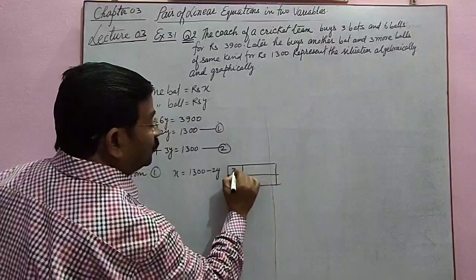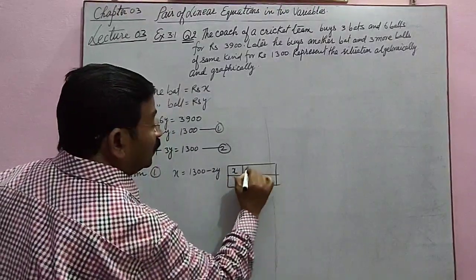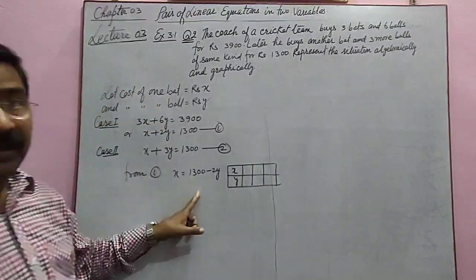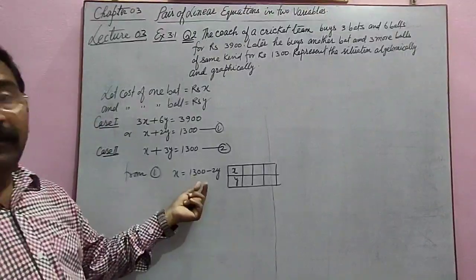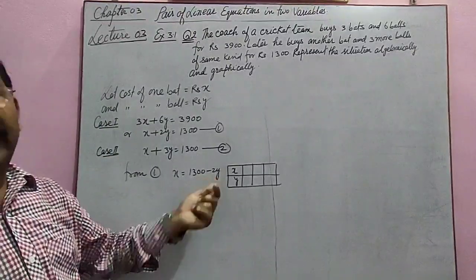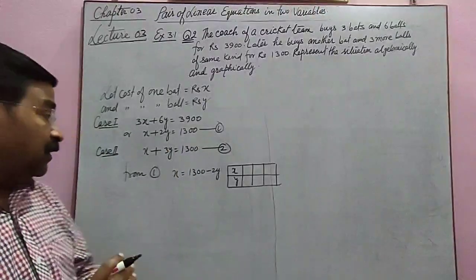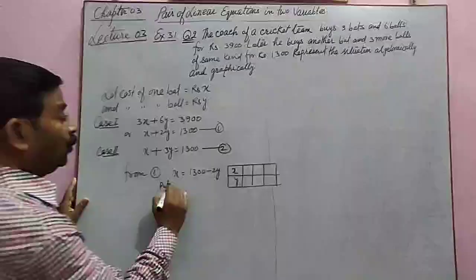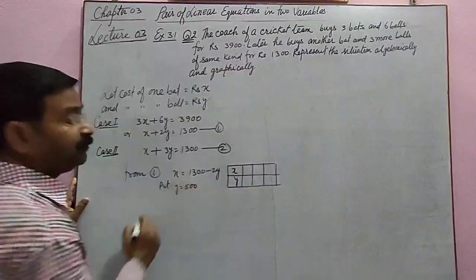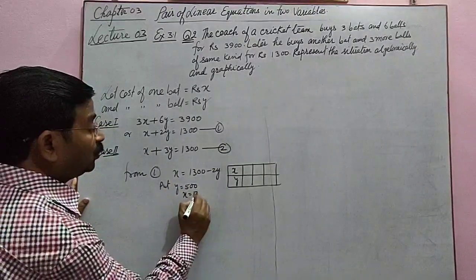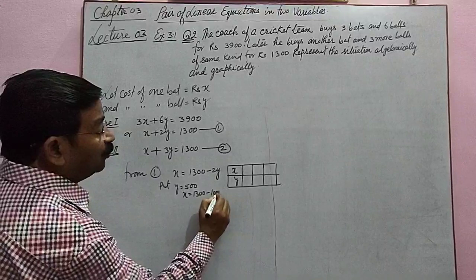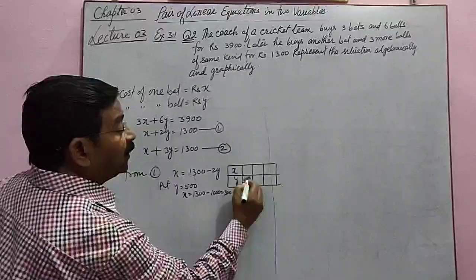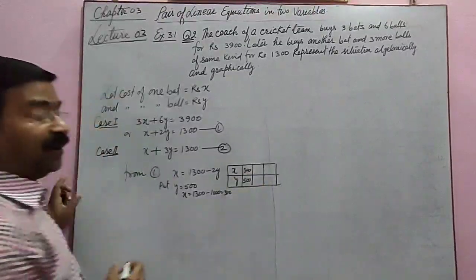We need at least three values of x and y. We have a large number, 1300, which means it is a multiple of 100, so you can put the value of y in multiples of 100. If y is equal to 500, then x is equal to 1300 minus 1000, which is 300. So y is 500 and x is 300.